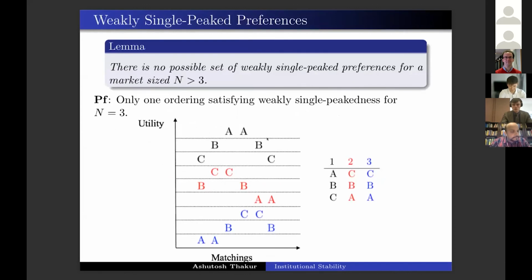So let me just show you. What I find is there's no possible set of weakly single peaked preferences for a market size greater than 3. Here I've shown you the only way that you can have weakly single peaked preferences for a market size of 3. Agents in black are agent 1, agent 2, agent 3. I've shown you the preferences in the usual sense on the right, and here a column is the matching. So here's the order over matchings such that you get weakly single peaked preferences. You should notice this symmetry and anti-symmetry here: person 1 is fully symmetric and persons 2 and 3 are opposite, anti-symmetric in some sense.